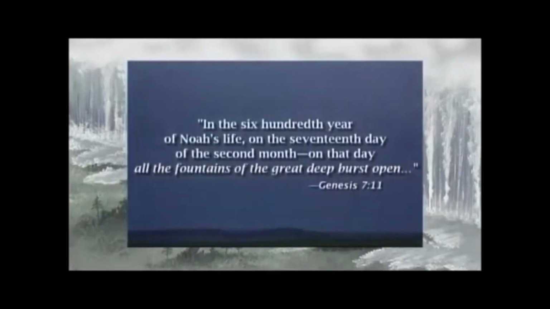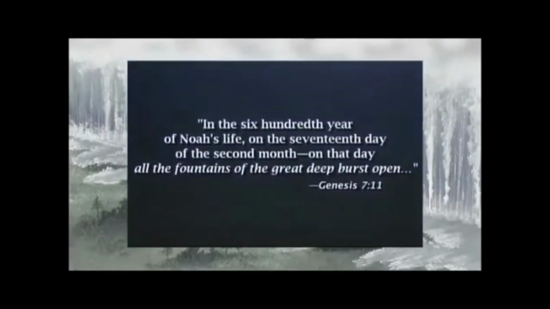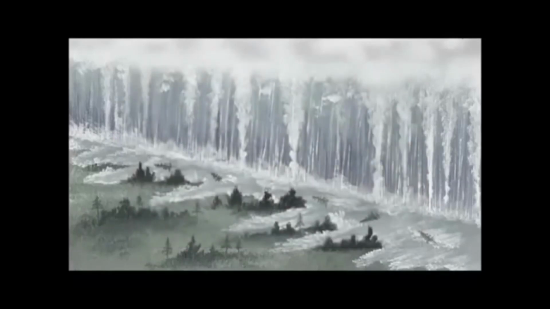The Bible even gives us a precise date, the 600th year of Noah's life, on the 17th day of the 2nd month. On that day, all the fountains of the great deep burst open. Then it says, and the rain fell. The fountains of water jetted supersonically into and above the atmosphere. The spray from these enormous fountains produced torrential rain such as the Earth has never experienced before or after.